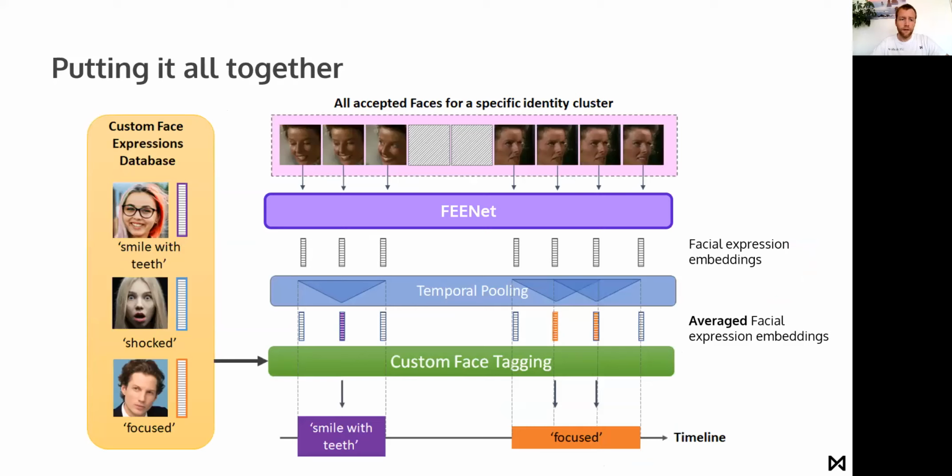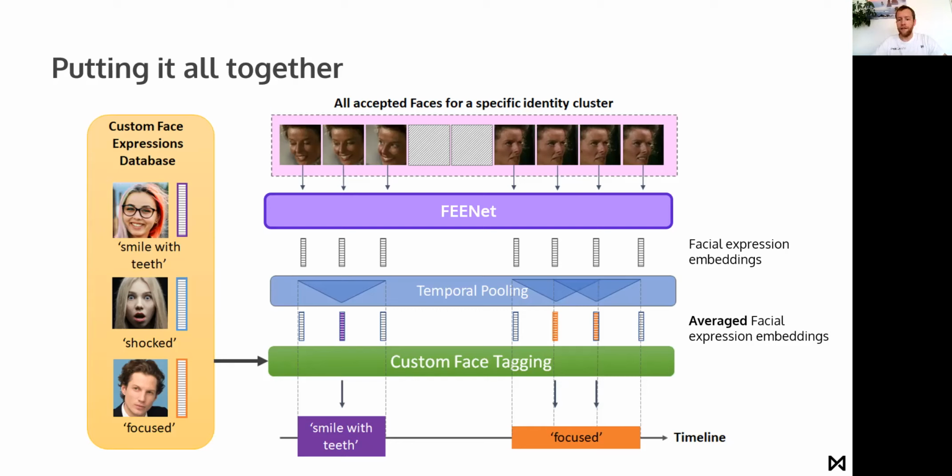And if we now put this all together, on the one hand, we have this custom face expression database. In this example, there's just 3. So we add these 3 faces to the database and extract the facial expression embedding. And then we take, for example, the main actress of a movie, and we sort the extracted faces chronologically. This comes from a movie, so we have a timeline to it. And then for each of these faces, we extract the facial expression embedding.